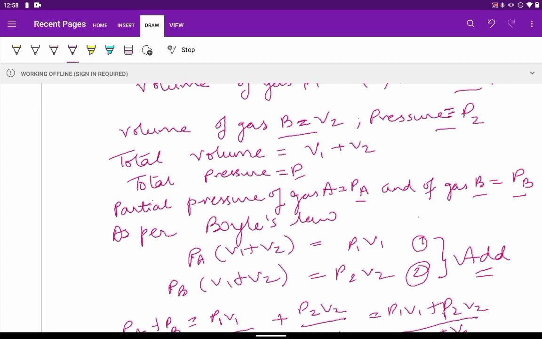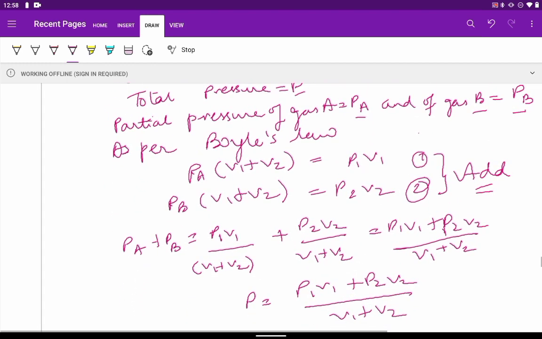For the gas A, when they are mixed together, partial pressure of A into total volume will be equal to P1 V1. Similarly, for the gas B, partial pressure of B into total volume, that is V1 plus V2, will be equal to P2 V2. If we add these, we get PA plus PB. We shift this V1 plus V2 to the right hand side. So PA will be equal to P1 V1 by V1 plus V2. Similarly, PB will be equal to P2 V2 by V1 plus V2.